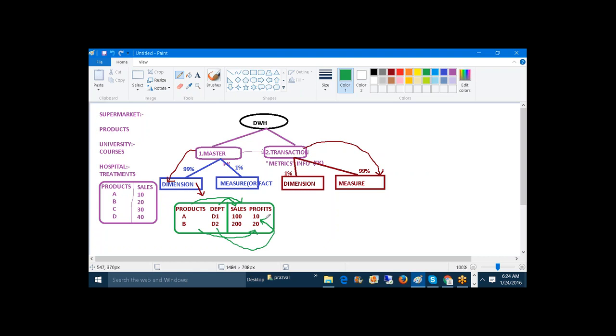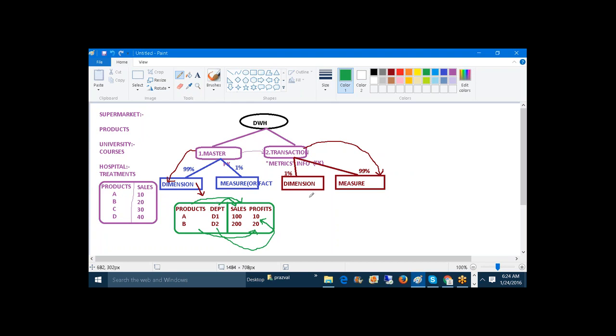So it means the sales and profits can be analyzed in the way of products and even in the way of department. So in simple, what exactly will the dimension do? The dimension defines in which way we want to see the business. Here the business can be analyzed in the products way or even in the department way. The dimension defines in which way we want to see our data.